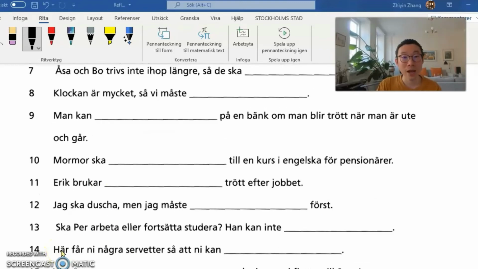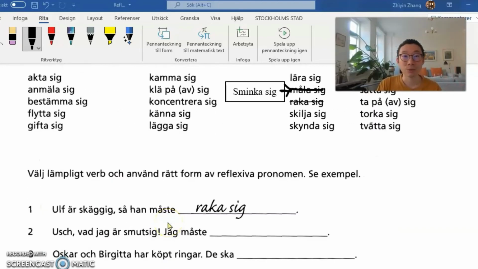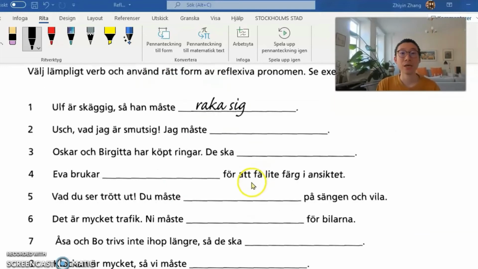Nummer 12. Jag ska duscha, men jag måste klä av mig först. Klä av mig, to undress myself.